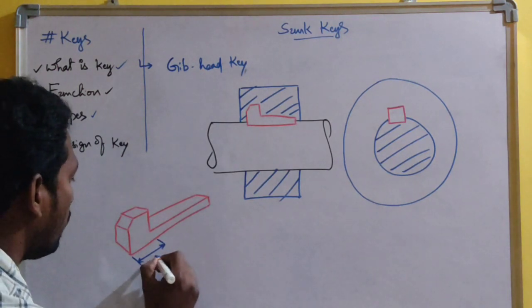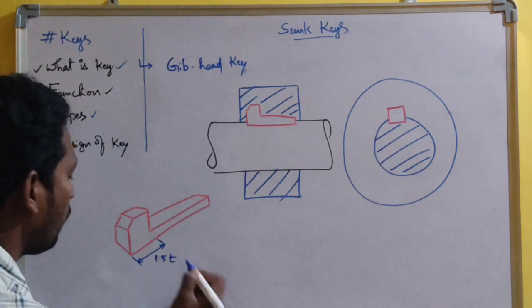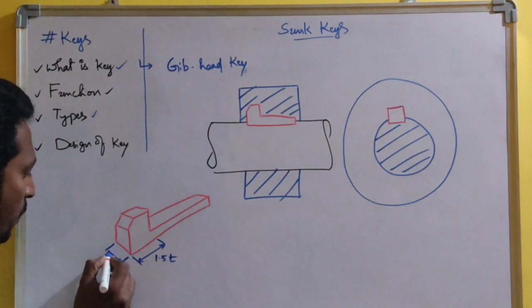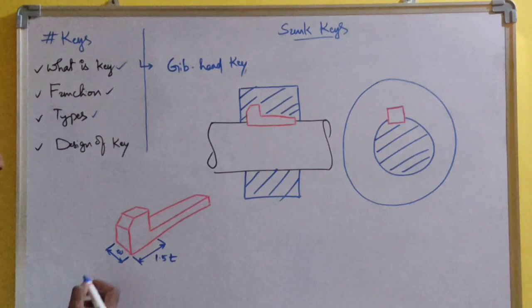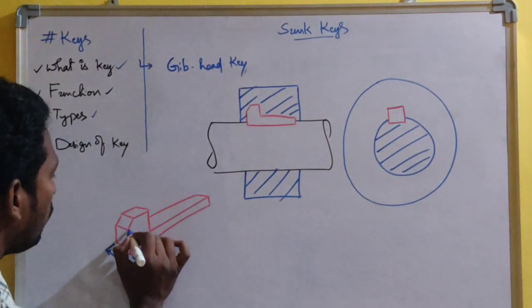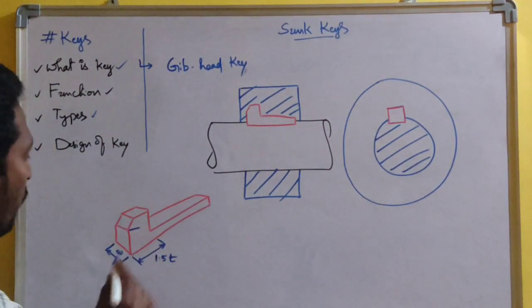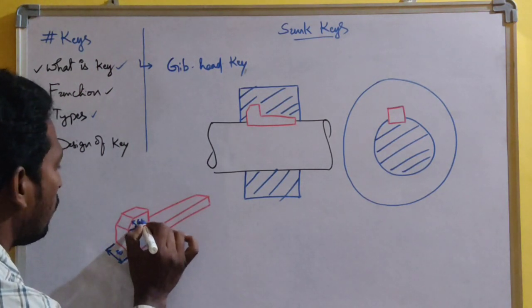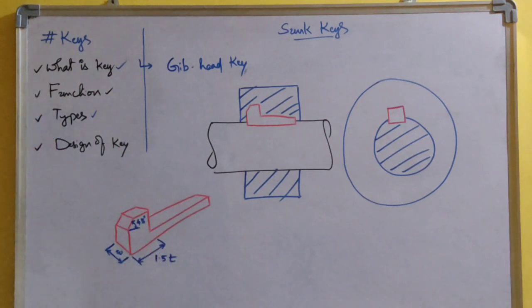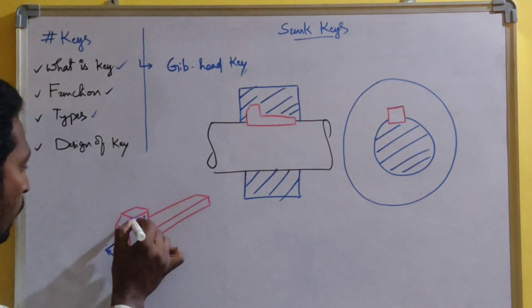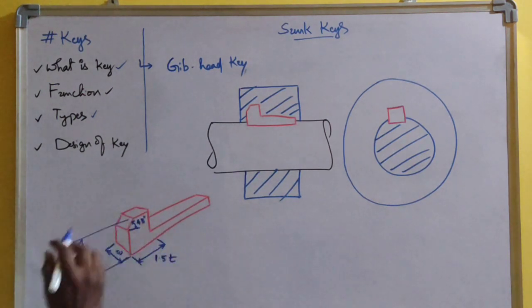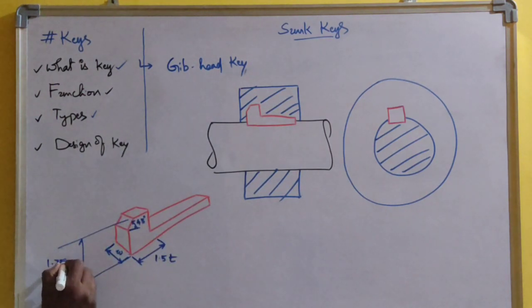This distance is 1.5 times the thickness, and this side width is equal to small w. Here we have an inclined surface. This inclined surface has an angle of 45 degrees, and the entire height of this one is 1.75 times the thickness.